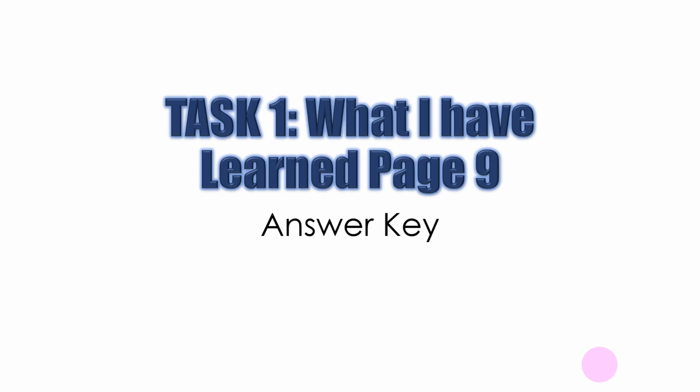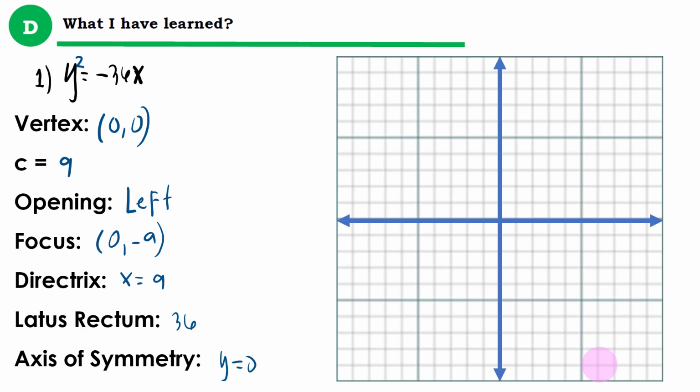Okay, so this is your answer key for Task number 1, What I Have Learned, page 9. For the first one, we have y squared equals negative 36x. The vertex is at (0, 0). The focal length is 9.